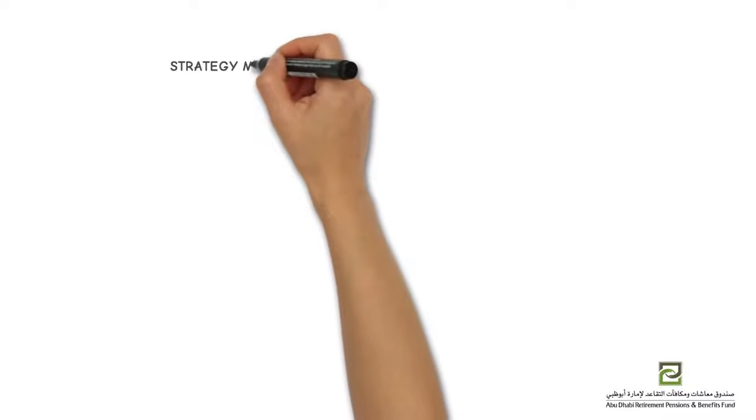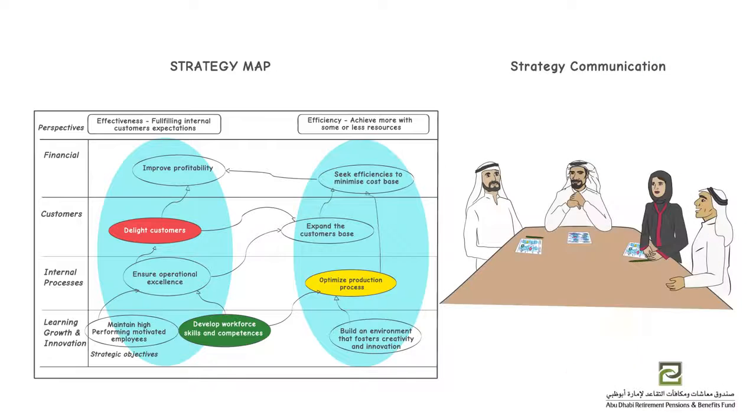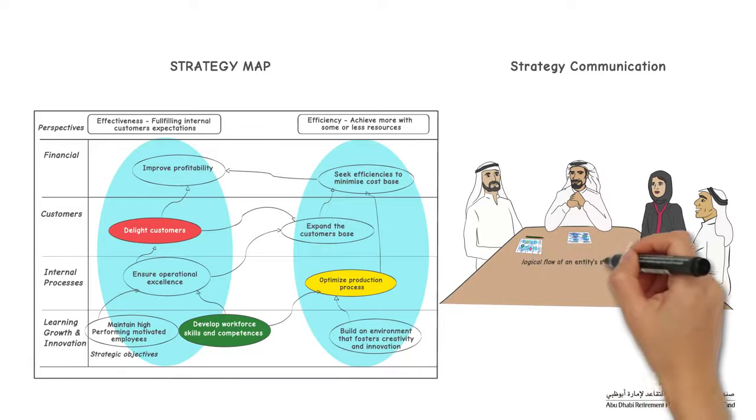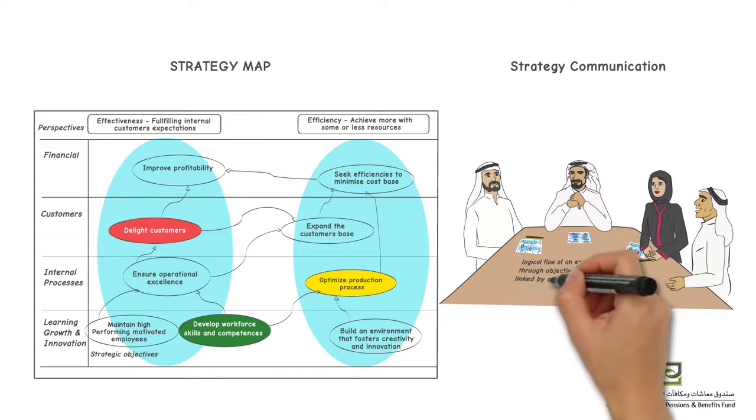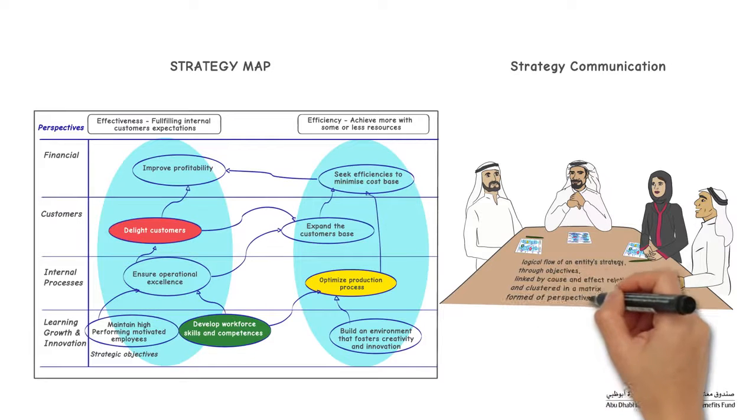In essence, a strategy map is a one-page diagram that facilitates strategy communication by illustrating the logical flow of an entity's strategy through objectives linked by cause and effect relationships and clustered in a matrix formed of perspectives and themes.